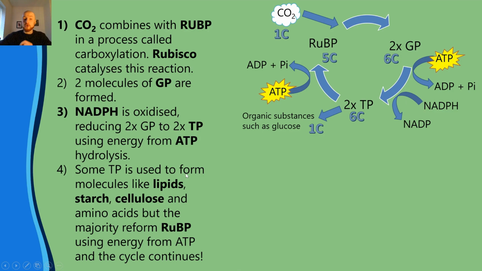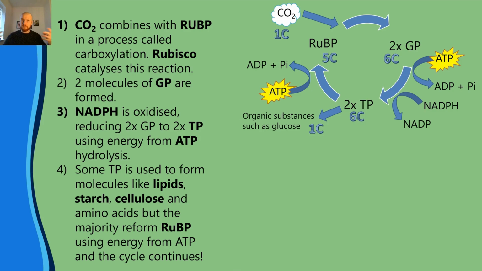Now number 4, some TP is used to form molecules like lipids, starch, cellulose, and amino acids, but the majority reform RuBP using energy from ATP, and that allows the cycle to keep going and going and going. But don't worry guys, thousands and thousands of these cycles are just going round and round constantly in every single chloroplast, so it stacks up.